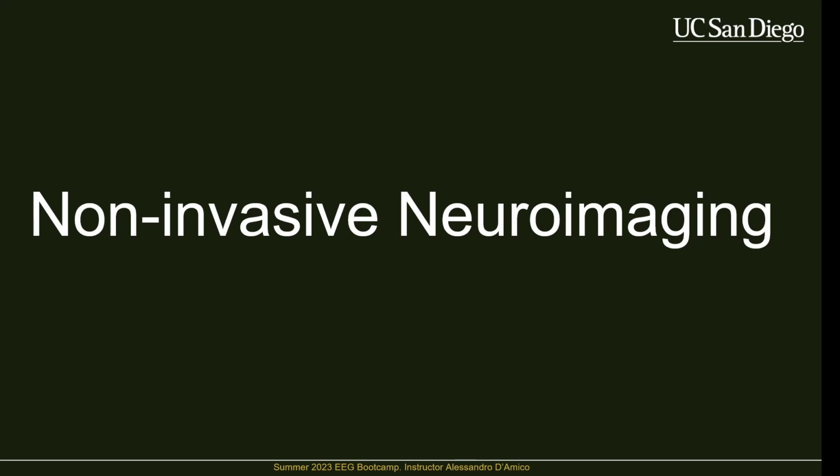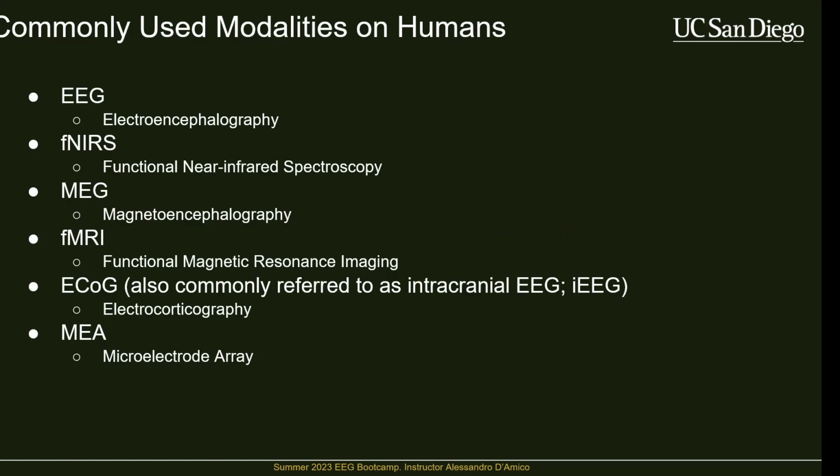So, let's get started talking about non-invasive neuroimaging. There are a lot of different modalities for recording neural data. None of these are necessarily used exclusively on humans, but these are the most common ones that we use on humans. For example, you can do primate or dog EEG, but I'm not going to be talking about the viability or techniques of any of these modalities except in the context of humans. These aren't even all of them, but they're the most common.